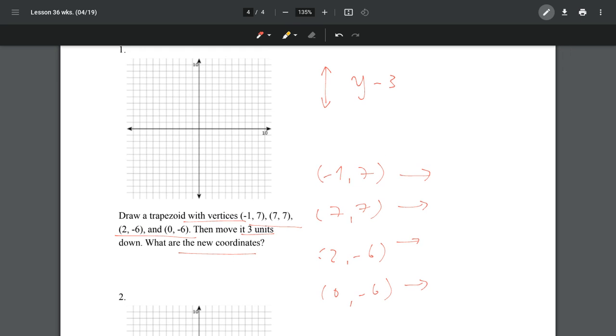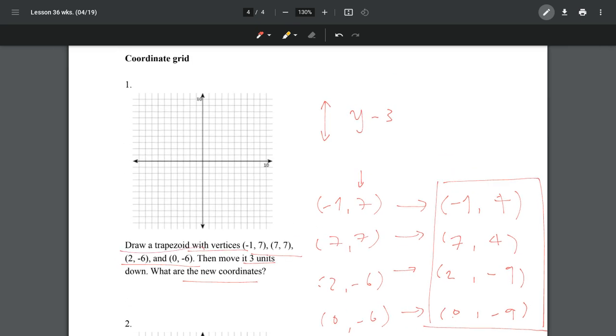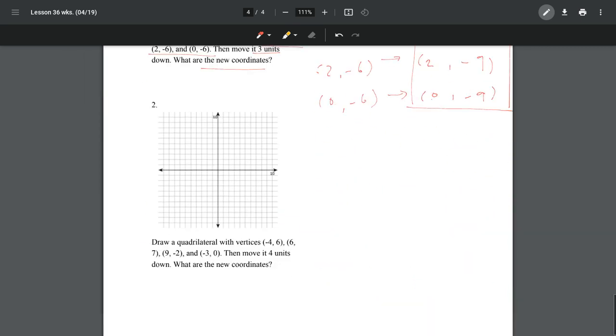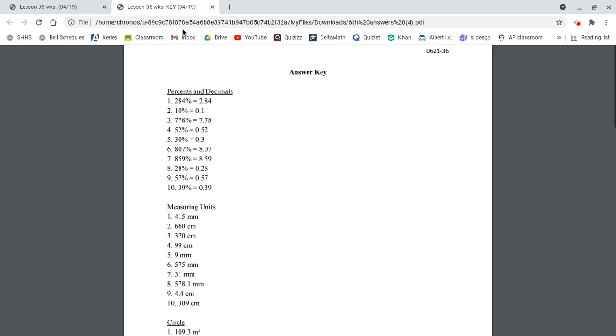So our new coordinates would be subtracting 3 from the y values, right? And so the x value is going to stay the same. And we're basically subtracting 3 from the y value. So that would be 4, 4, negative 9, and negative 9. Okay? So that's our new coordinates, and go ahead and plot them on the coordinate grid and then draw a trapezoid. Okay, so try number 2, finish the worksheet, and then here is your answer key.